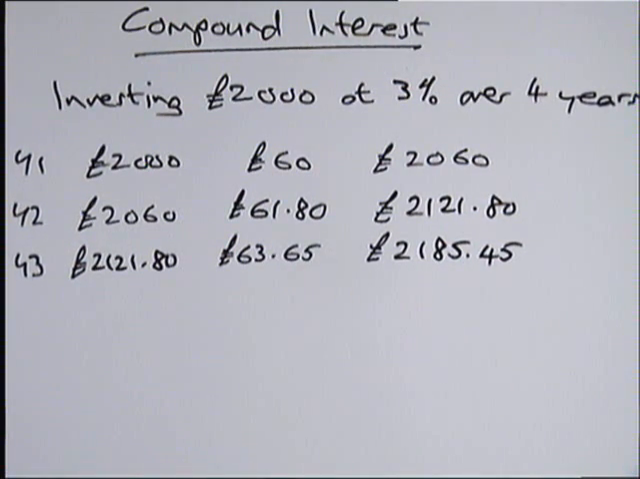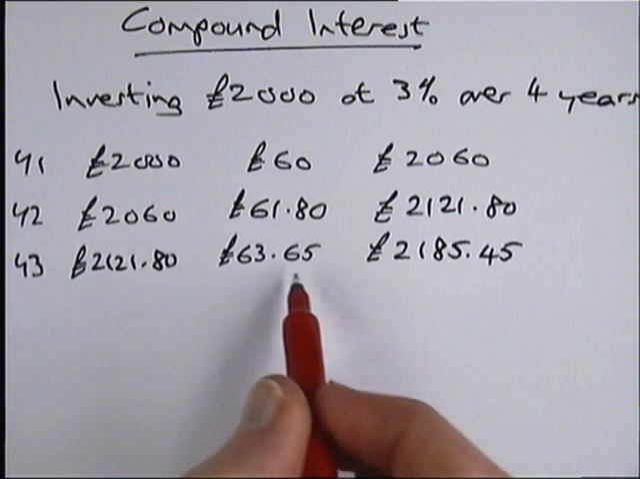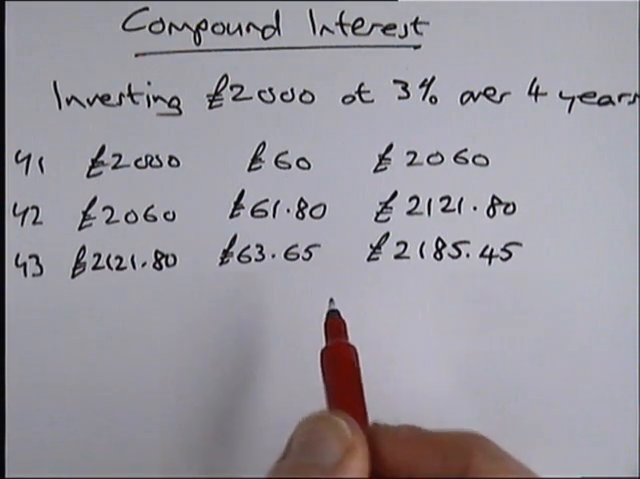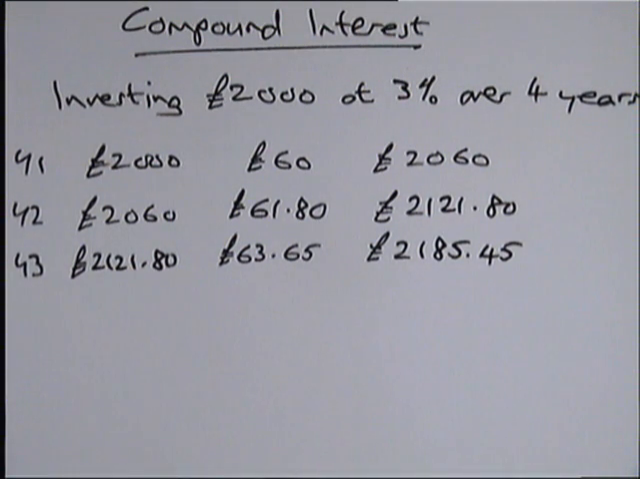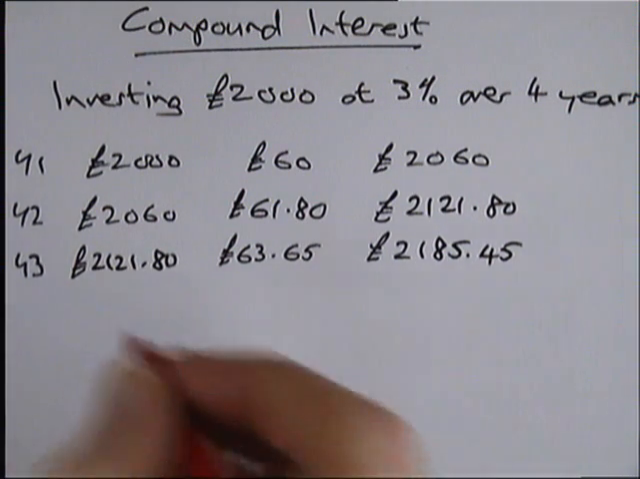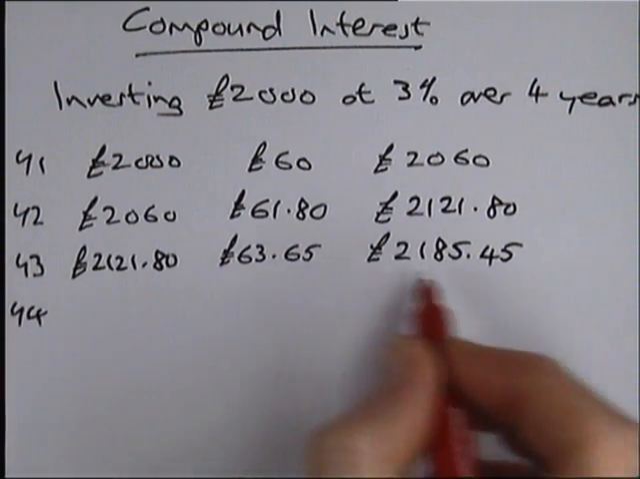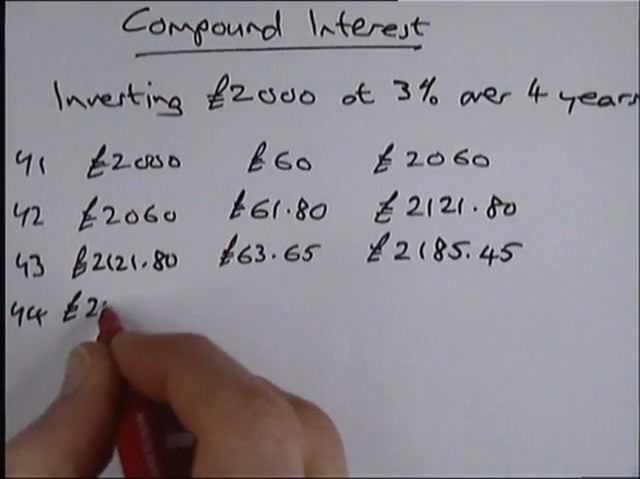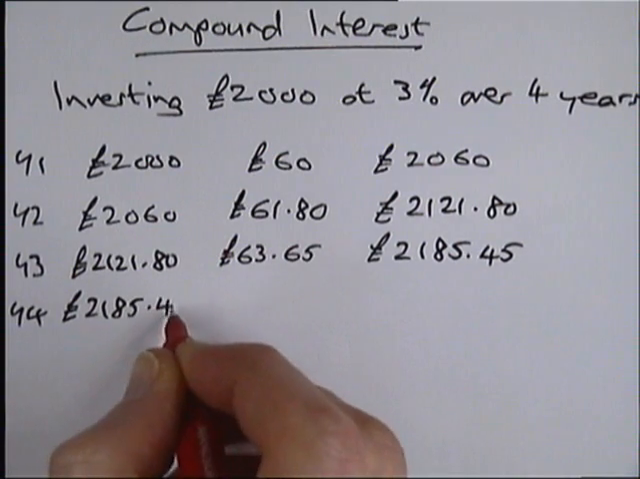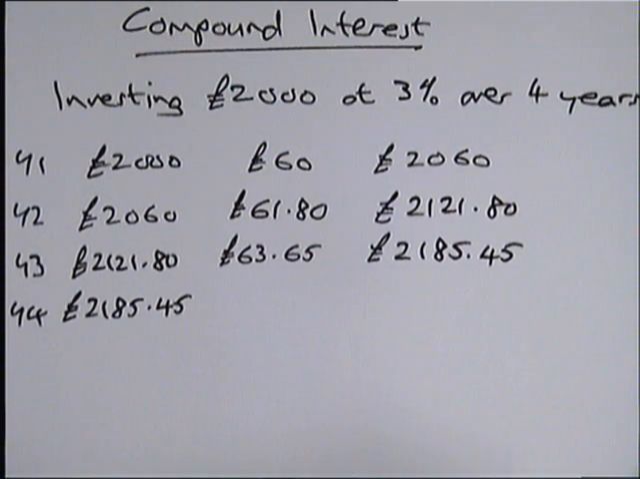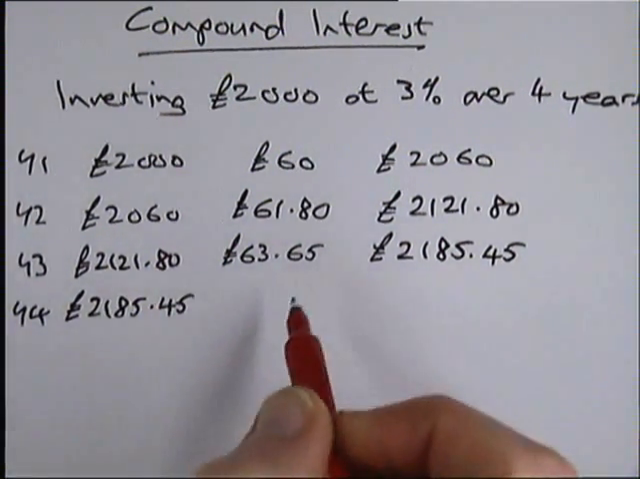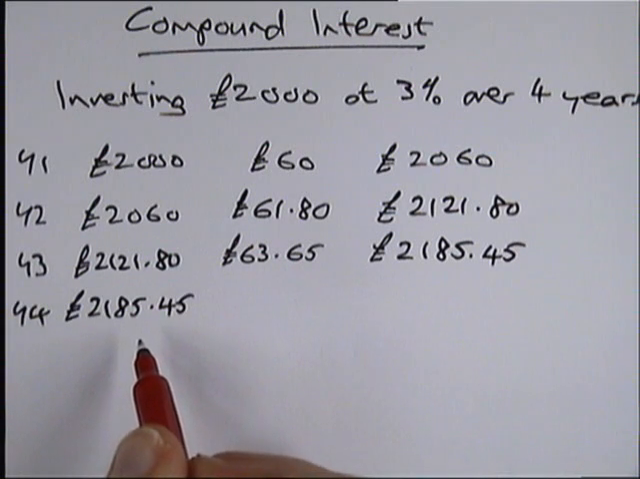£2,185.45. Now sometimes you're going to get more than 2 decimal places in your answers, but because it's money, and we only have 2 decimal places for money, that's the pence part of the money, I'm always rounding it to the nearest penny. Finally, in year 4, at the beginning, we've got that amount of money over there, £2,185.45. The interest we receive will be 3% of this.